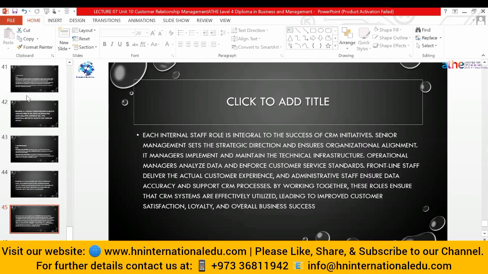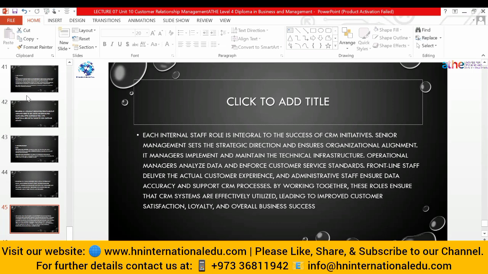Lastly, this is the conclusion. Each internal staff role is integral to the success of CRM initiatives. Senior management sets the strategic direction and ensures organizational alignment. That is the head, who is basically doing all the strategic decision making and giving direction as well. IT managers implement and maintain the technical infrastructure, that is, whatever is under the IT department's infrastructure, they are handling it, which covers the whole organization again.